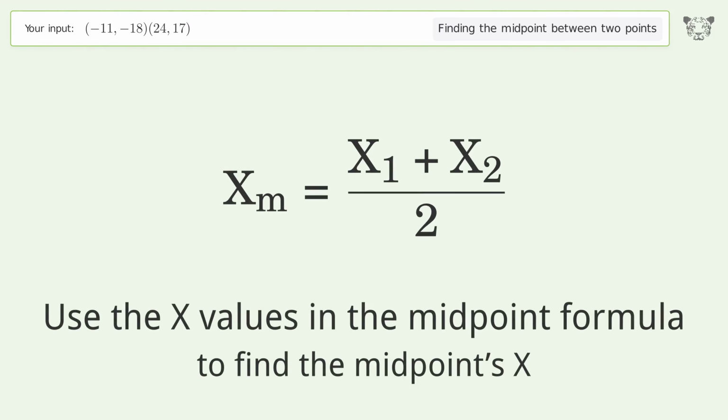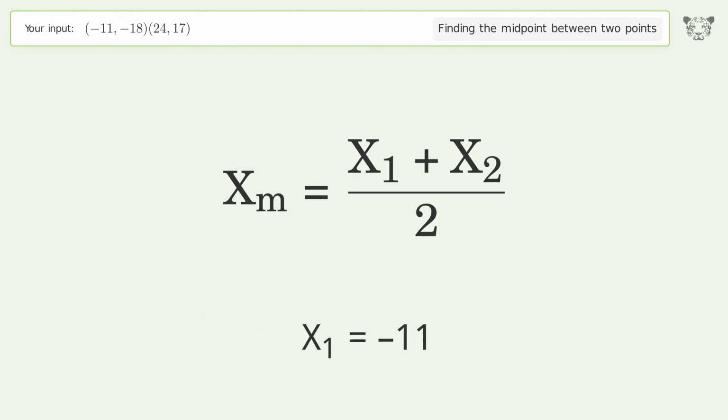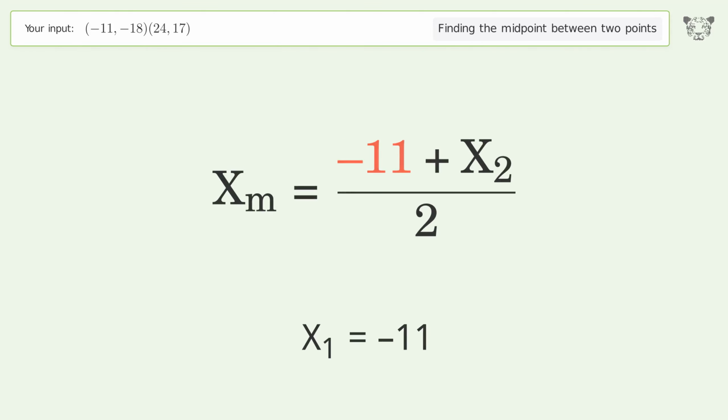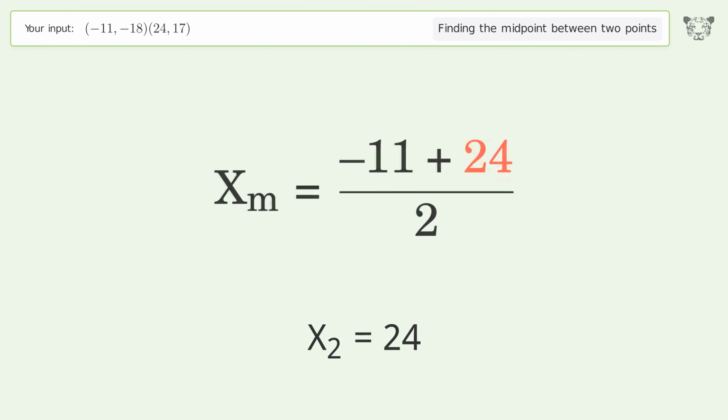Use the x values in the midpoint formula to find the midpoint's x. x1 equals -11. x2 equals 24. Simplify the arithmetic.